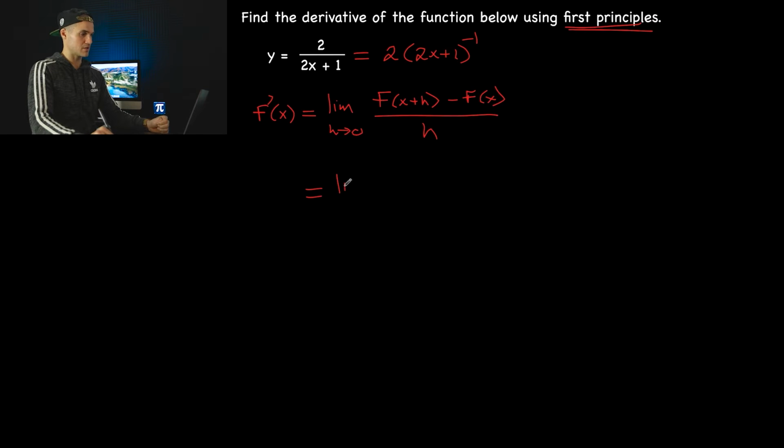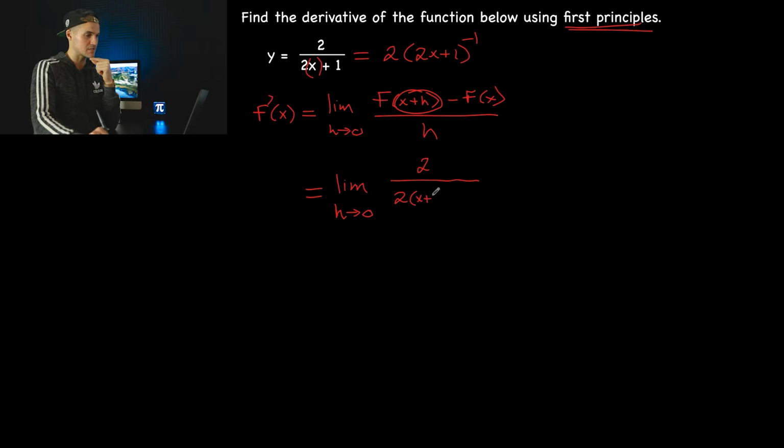So what would happen, we would have the limit as h approaches 0 here. Now f of x plus h, so we've got to plug in x plus h into the x values of the function. So we'd end up with 2 over 2 bracket x plus h plus 1, right? So for this, I just plugged in x plus h for the x value, minus f of x. That just stays as it is. So that would be 2x plus 1, and that's going to be all over h, like that.